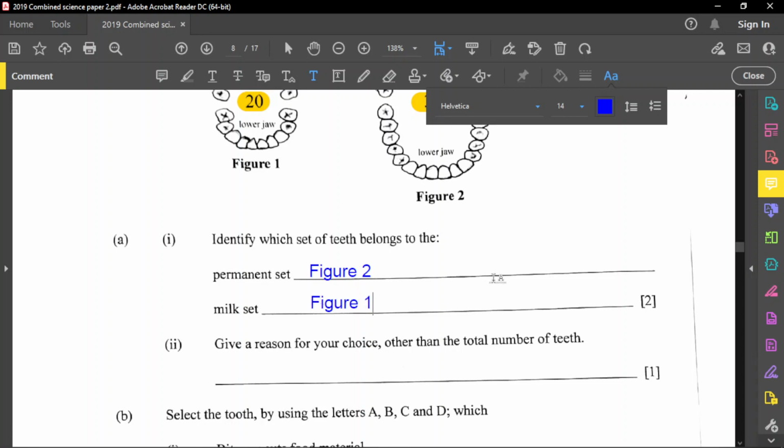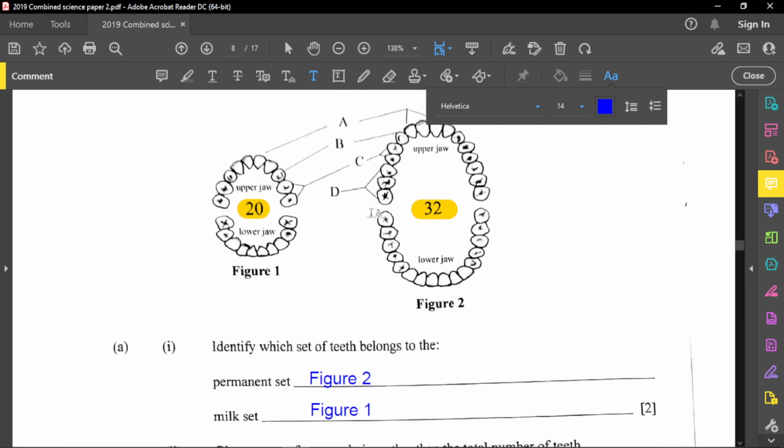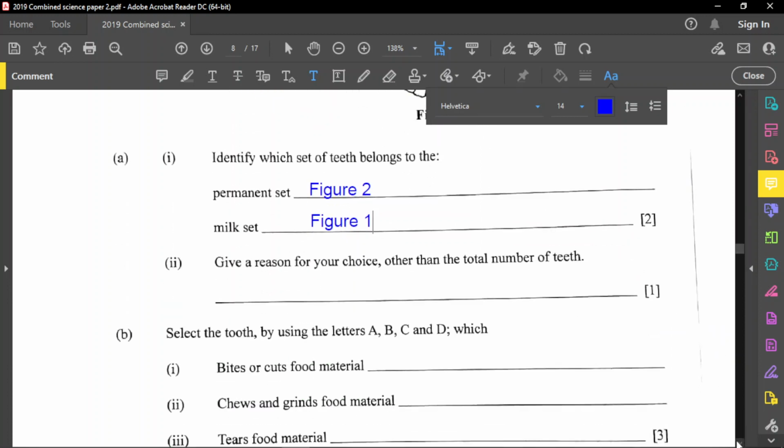Next is to give a reason for your choice other than the total number of teeth. There are 2 reasons, 2 options you can look at right here. If you notice here in figure 1, on the milk set, D is absent. They do not have the D type in it at all. So D is absent. That's one answer. And also look at the teeth in figure 2. They're relatively bigger. Even the one at the front is a little bit bigger compared to these. So these are generally larger than figure 1. So there are 2 possible answers there.